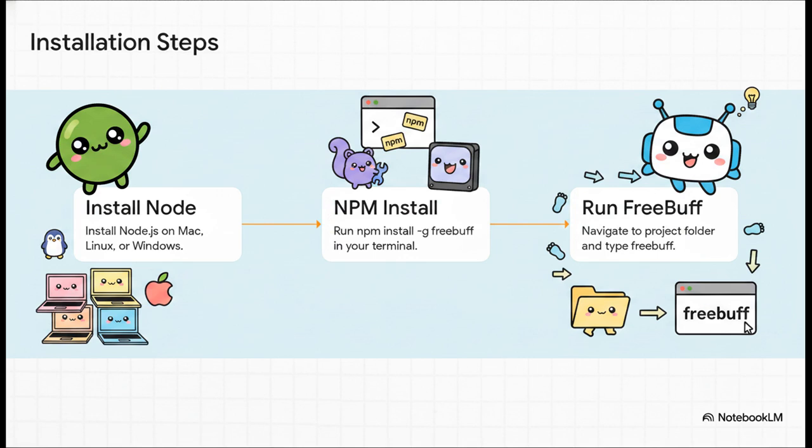First, just make sure you have Node.js installed on your machine. Because FreeBuff is an NPM package, it's going to work instantly across Mac, Linux, and Windows. No weird compatibility issues. Second, you literally just open your terminal and run npm install -g freebuff. That installs it globally on your system. Finally, whenever you're ready to work, just navigate into your specific project folder in the terminal, type the word freebuff, and hit Enter. That is it. The interface opens right up.